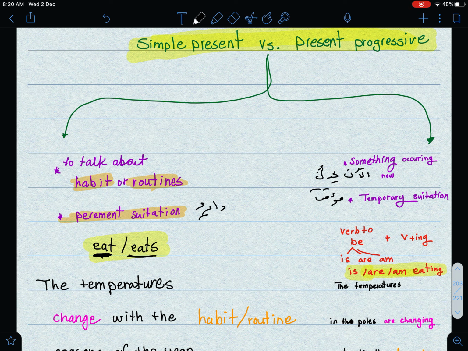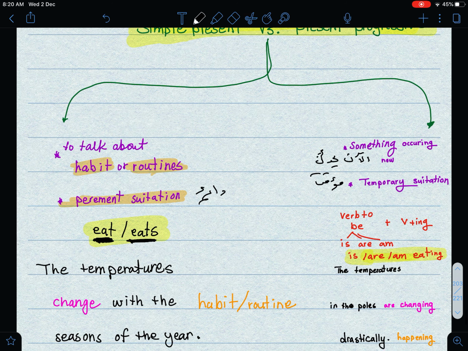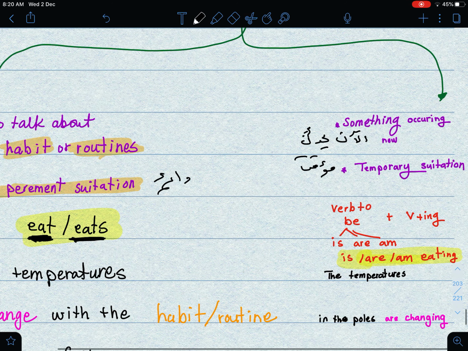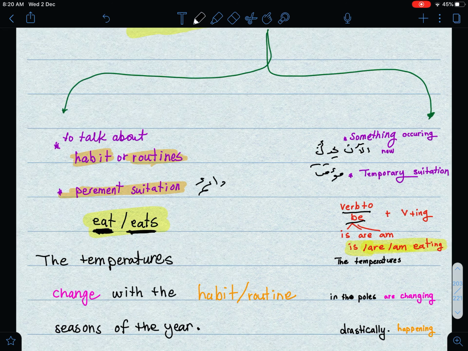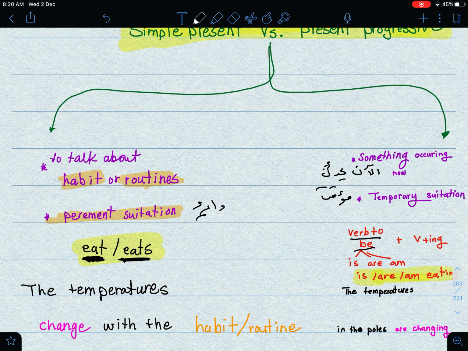As for the simple present, انتوا عارفين eat or eats, it depends on the subject. إذا كان طبعا مفرد ياخذ s، إذا كان جامع without. As for the present progressive, it's usually formulated this way: verb to be, which is is, are, am, plus verb ing. So it's going to be is, are, or am eating. So this is the present progressive: verb to be plus verb ing.